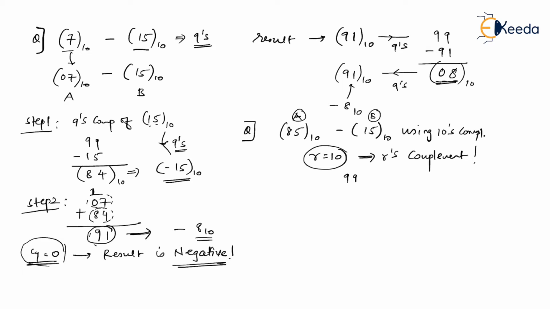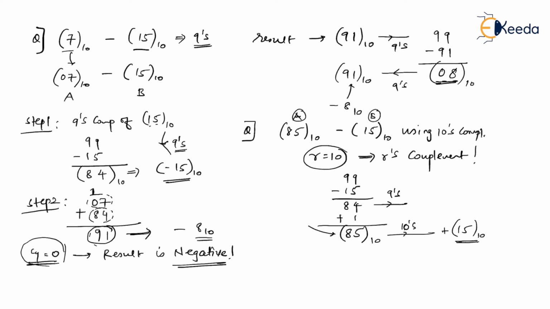So what I'm going to do is, first of all, I'll do 99 minus 15. So 9 minus 5 results in 4, 9 minus 1 results in 8. This is nothing but 9's complement. I don't want 9's complement, I want 10's complement. So my duty is to add one more digit to this. So it becomes 85 to the base 10. So let me tell you, this 85 to the base 10 is nothing but 10's complement of 15, that is positive 15 to the base 10. It clearly means that 85 to the base 10 indicates minus 15 to the base 10. This is as good as minus 15 to the base 10.